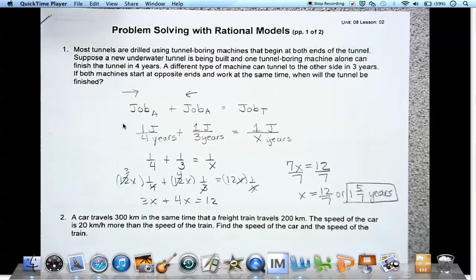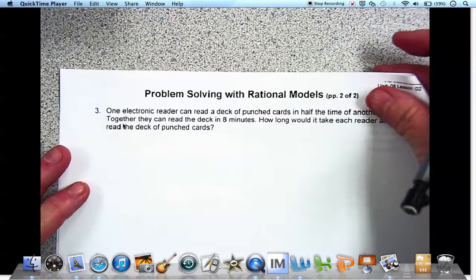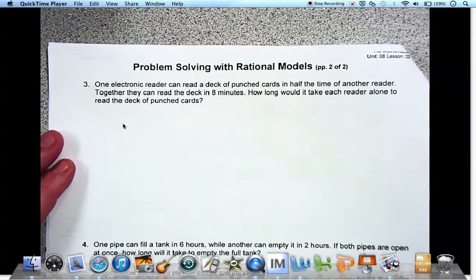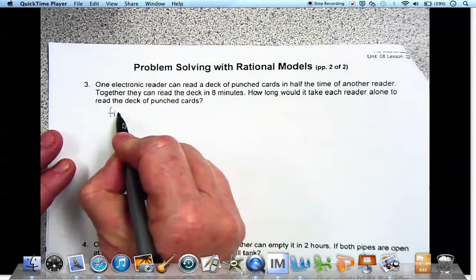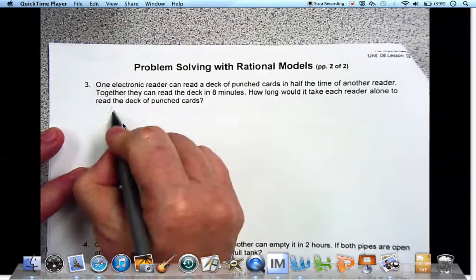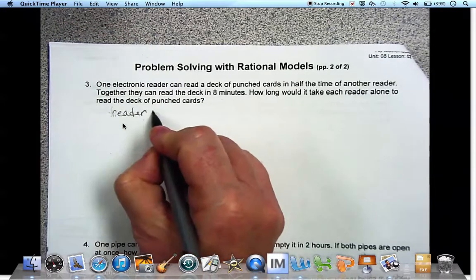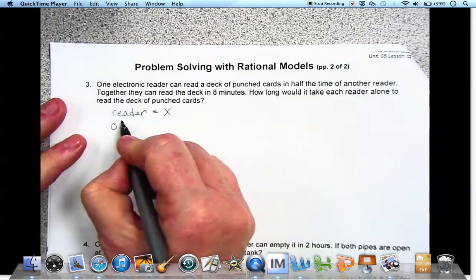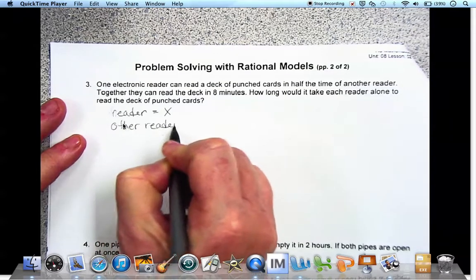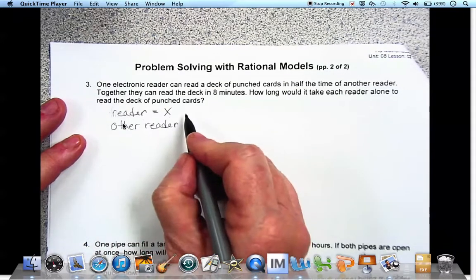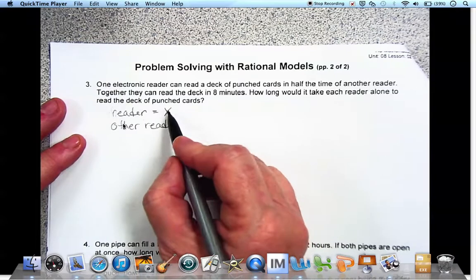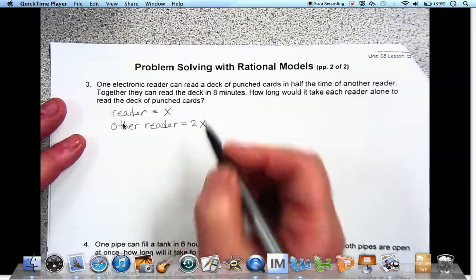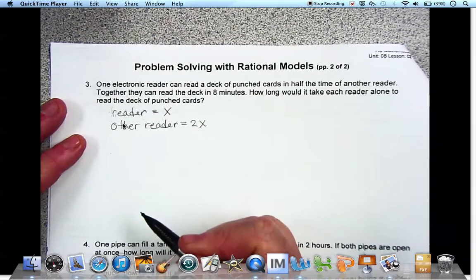Okay, let me see if there's another one like that before we go on. Yes, there is. So let's do number 3. One electronic reader can read a deck of punch cards in half the time of another reader. So let's do the first reader, and the other reader can read a deck of punch cards in half the time. Or we could say one can read it in x and the other can read it in 2x, because it would take twice the time as one reader.